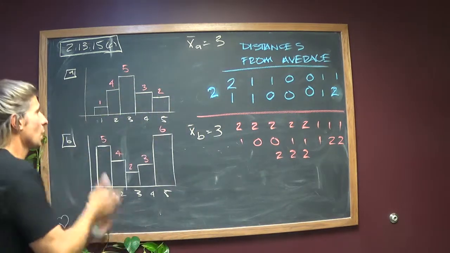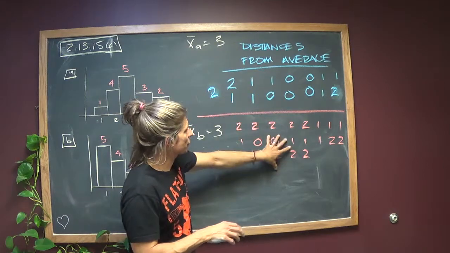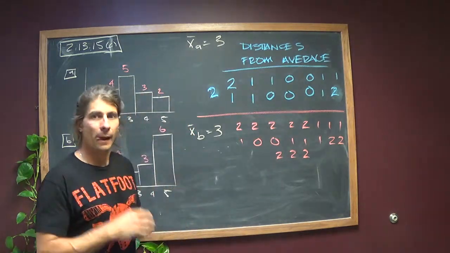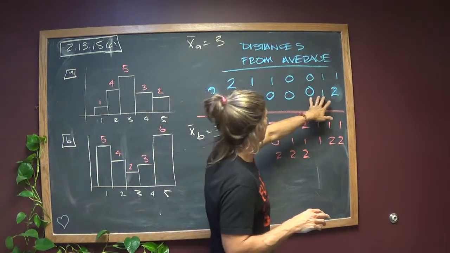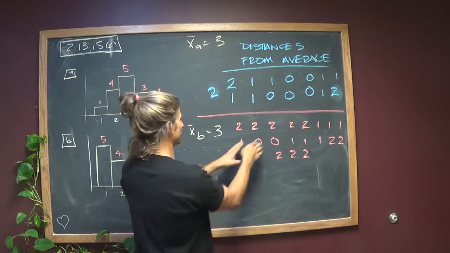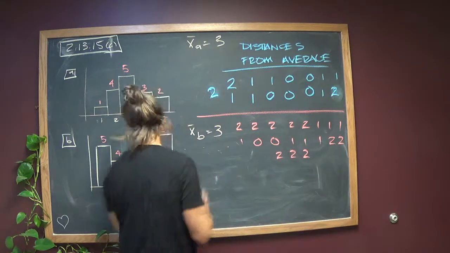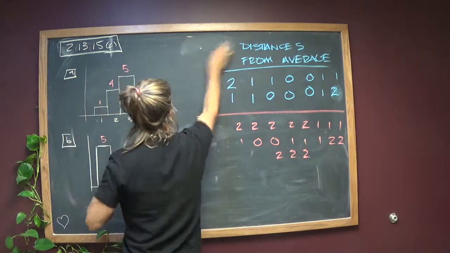Now, what I want you to do is to focus on the values here versus focusing on the values there. And hopefully you notice something. There are a number of zeros, ones, and twos in this data set, and there are also a number of zeros, ones, and twos in this data set. I'm going to remove the averages because they're not really necessary anymore.